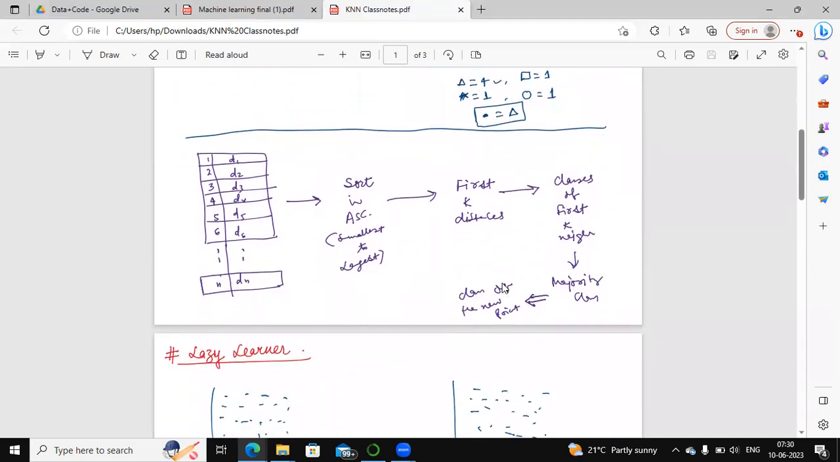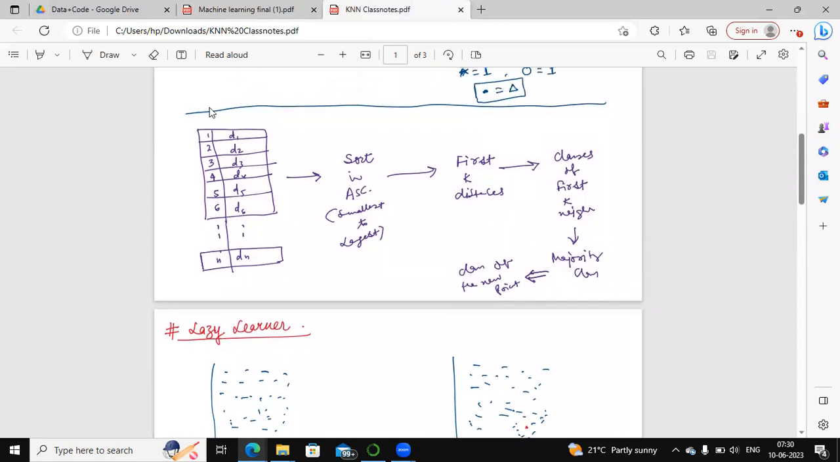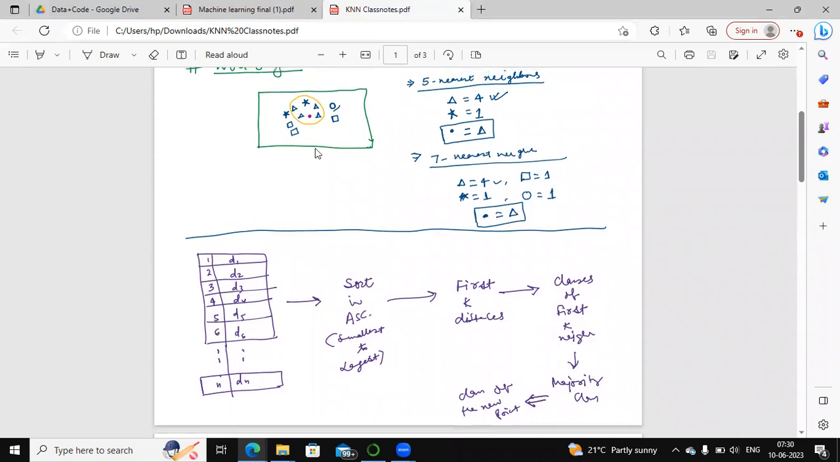So how are we going to do this? These are the steps you have to follow. First, calculate the distance between the unknown quantity and each of the classes' data points. We have found the distances d1, d2, d3, d4, d5. Then sort them in ascending order, from smallest distance to largest distance.